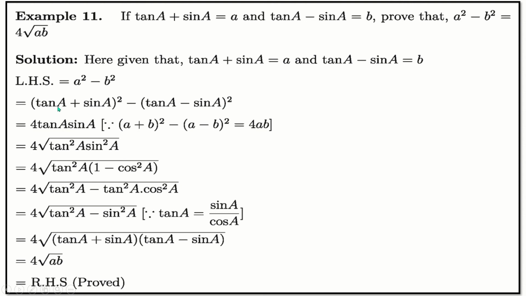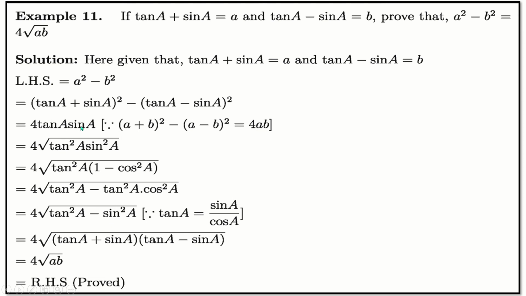Now follow here properly. a plus b whole square minus a minus b whole square will be 4ab. We know this formula: a plus b whole square minus a minus b whole square equals 4ab. That means a means tan a, b means sin a. So here will be 4 tan a sin a. As here is 4, we have to prove square root over ab, so we have to take the square root here.